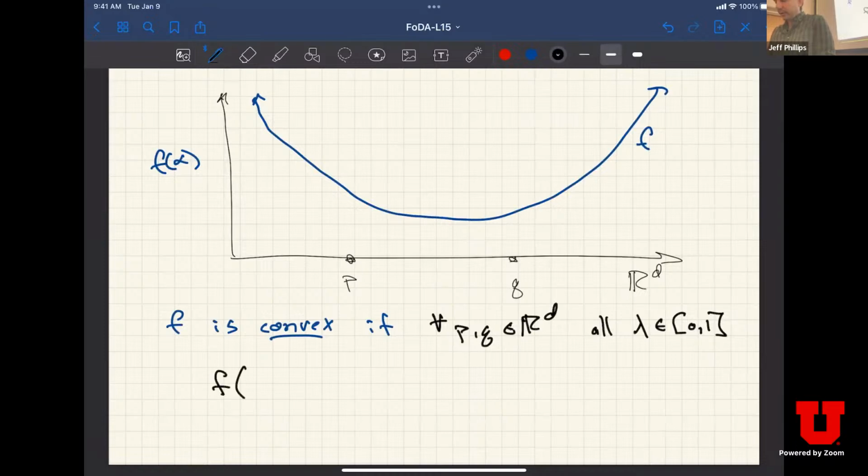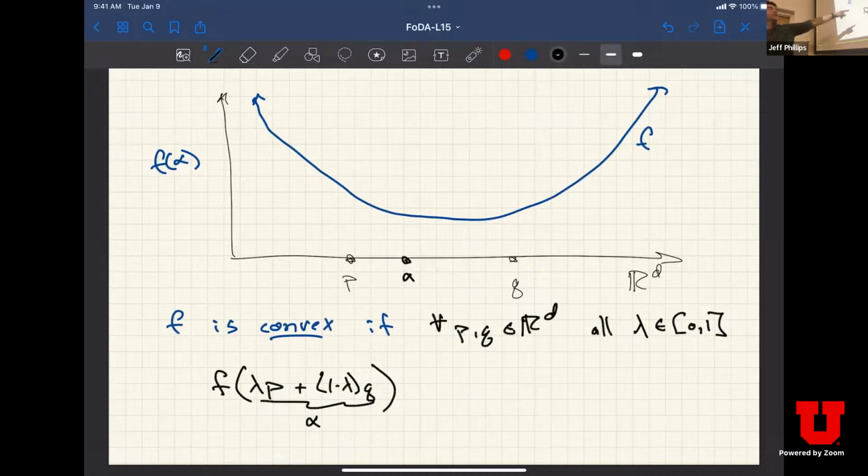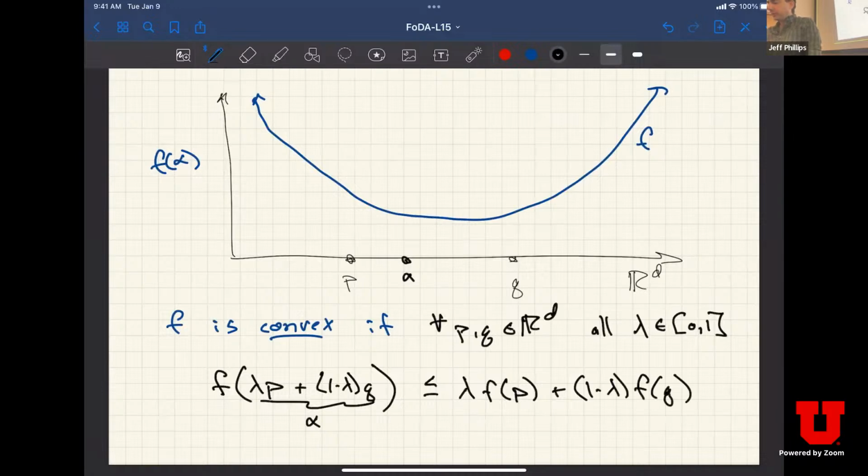I'm going to have F of lambda P plus 1 minus lambda Q. This gives me some point alpha that lies between P and Q. This is in higher dimensions, but I can consider any P and Q and any point on the line between them, the convex combination of P and Q. I want this to be less than or equal to lambda F of P plus 1 minus lambda F of Q.